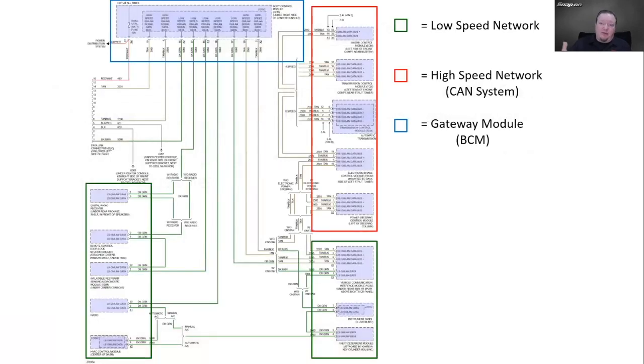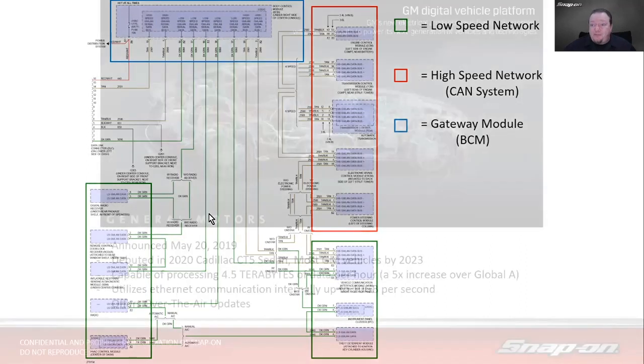So this is an example on, I think it was an Impala. We see all these in the red box are on the high-speed network. The green boxes are on the low-speed network. And then the body control module in this case is the translator between those. We've got the diagnostic connector here. We see all the diag wires go in here, and then it sends the signal to wherever it needs to go, either the high-speed or the low-speed bus.